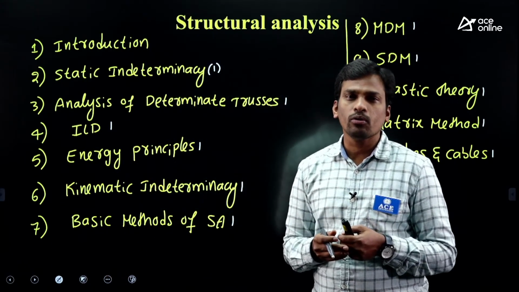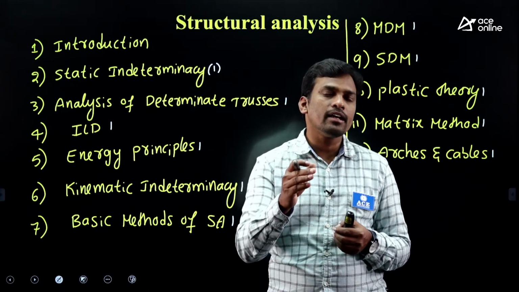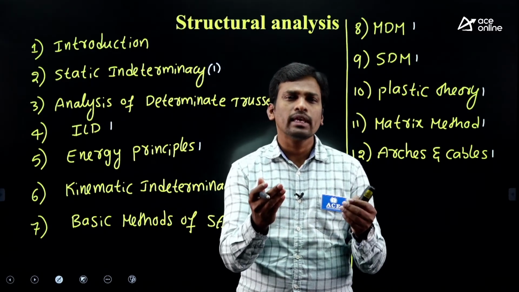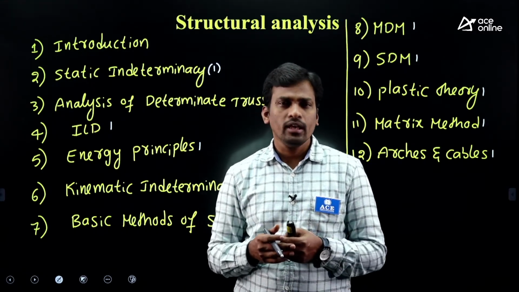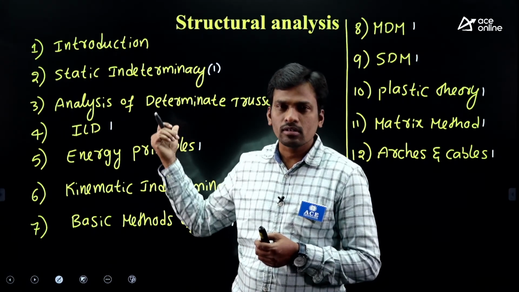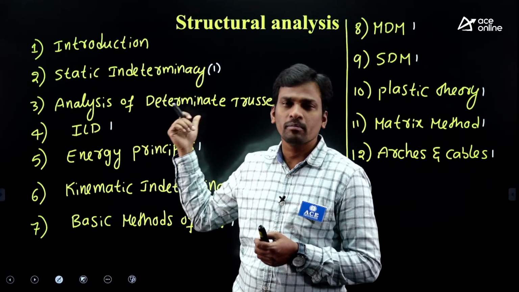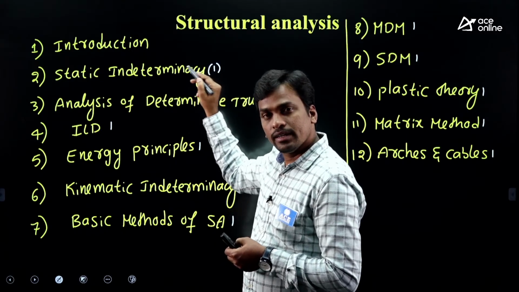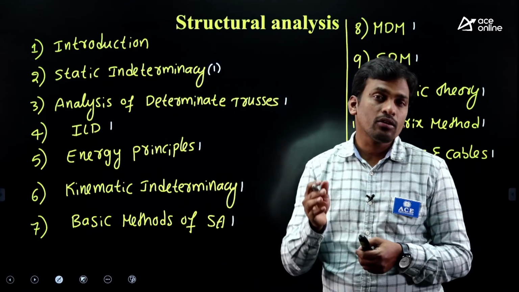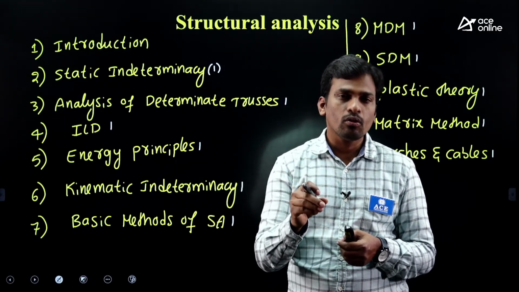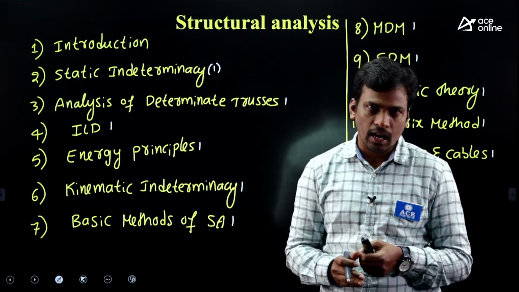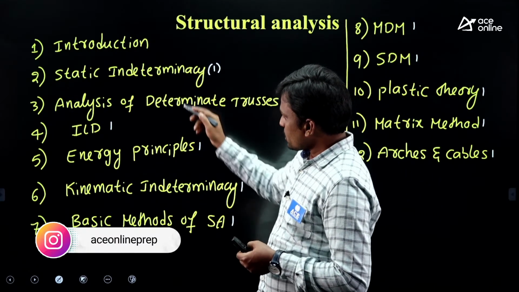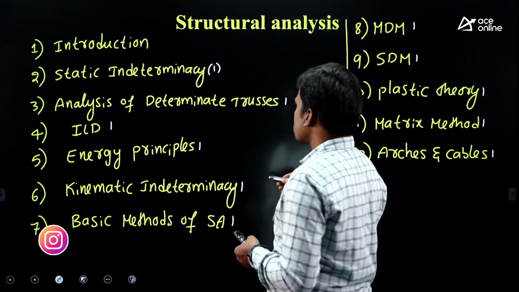In the second chapter we will know whether the given structure is statically determinate or indeterminate. If it is determinate, simply use equilibrium equations, that is strength of material concepts only. If it is indeterminate, then we have to use methods like moment distribution method, slope deflection method, etc. Not only determinate and indeterminate, we will also know whether it is a stable or unstable structure. Again, second chapter concepts will be used in each and every chapter.